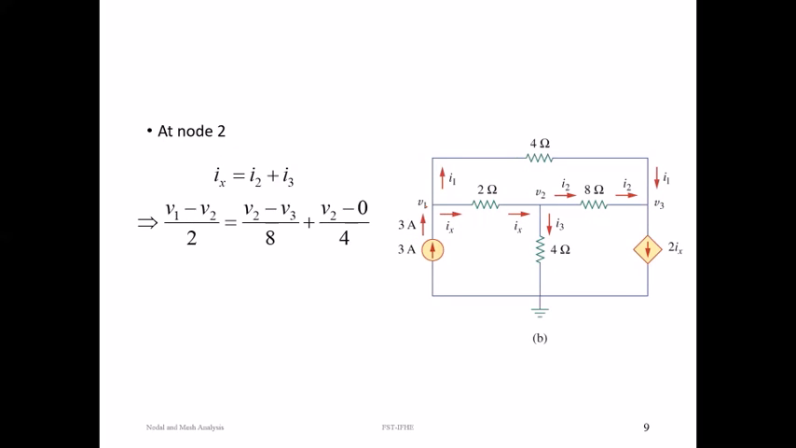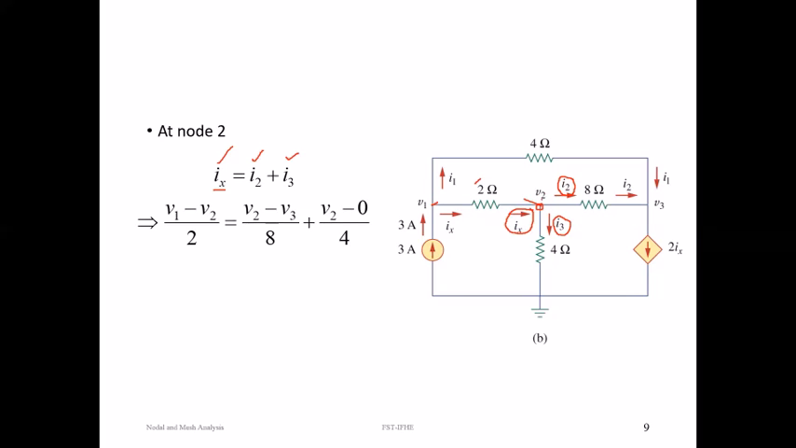Let us write the equation at node 2. If you carefully observe, the incoming current at node 2 is Ix, and the outgoing currents are I3 and I2. So writing the KCL equation, incoming current Ix is equal to outgoing currents I2 plus I3. After that, we need to write the currents in terms of node voltages. As I said, Ix is the current flowing from V1 to V2, so (V1 minus V2) by 2 ohms.